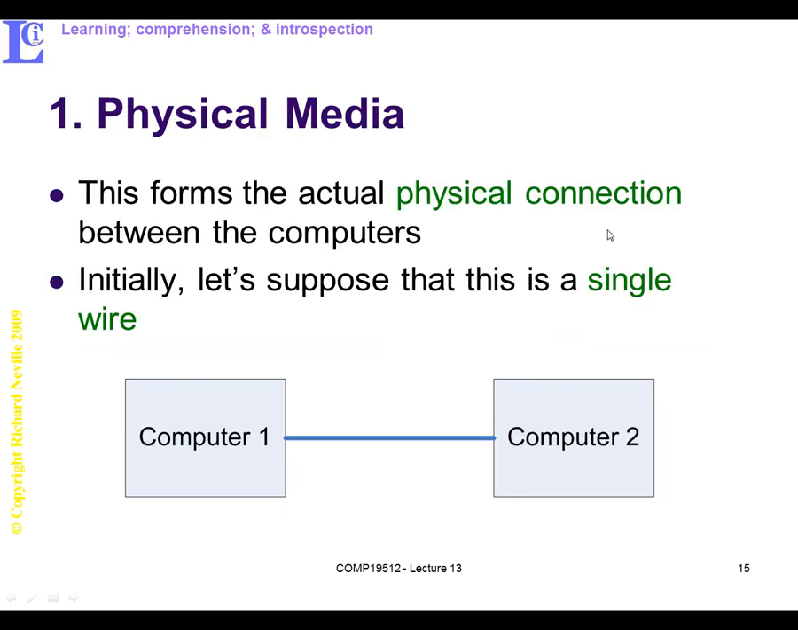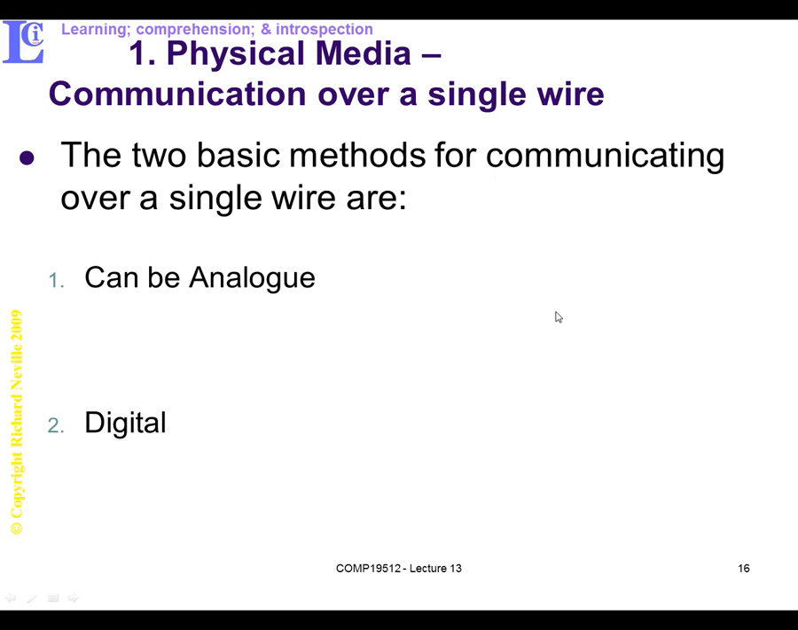So the first thing to look at is then how these two computers may be connected. There will be a physical connection, and it normally will be a piece of wire. Normally it will be two pieces of wire twisted together. That's a particular type we'll see in a minute. So let's suppose it's a single wire, just for the sake of these examples we're going to talk about. How would we transmit data from computer 1 to computer 2?